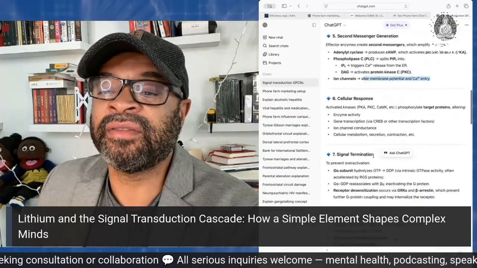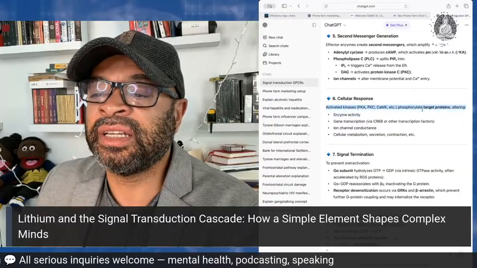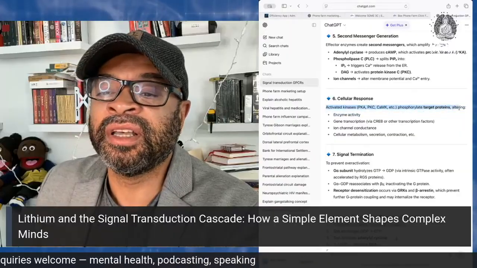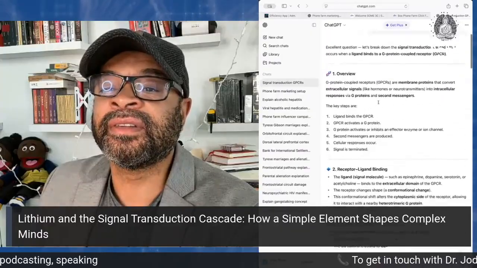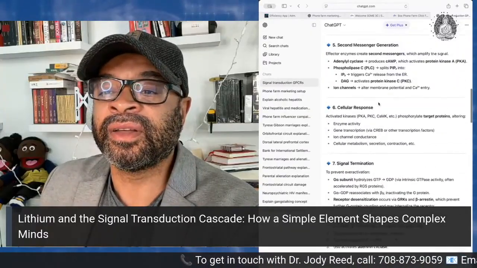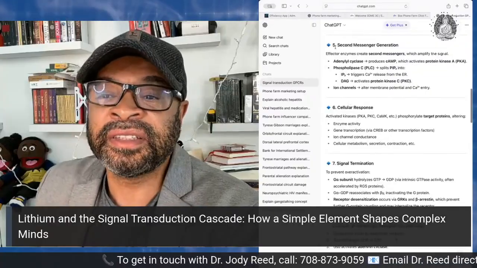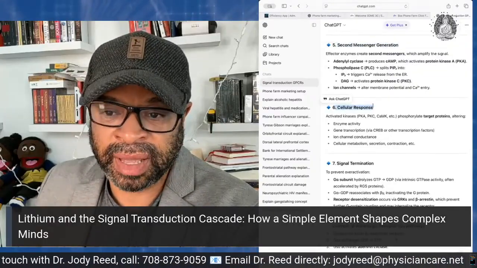Next, you also have a cellular response. Activated kinases phosphorylate target proteins. I'm sorry, let me slow down. Okay, here, this is the second messenger generation. And then here's how the cell responds.